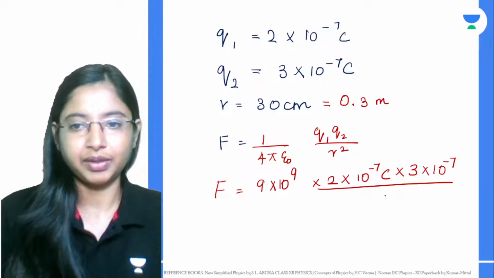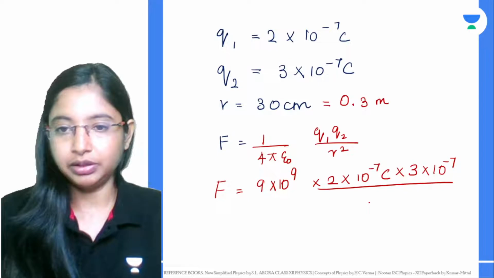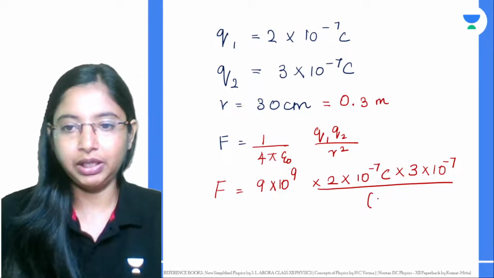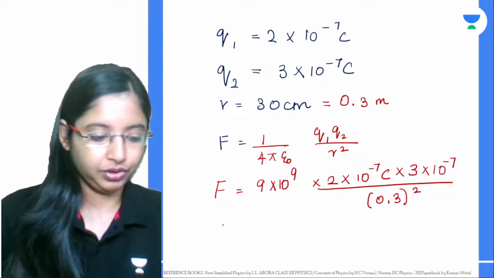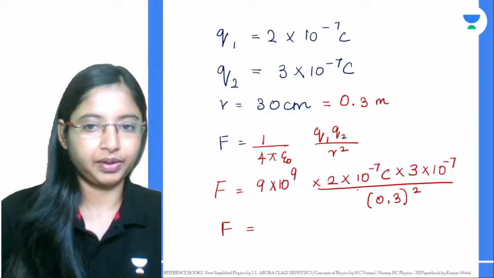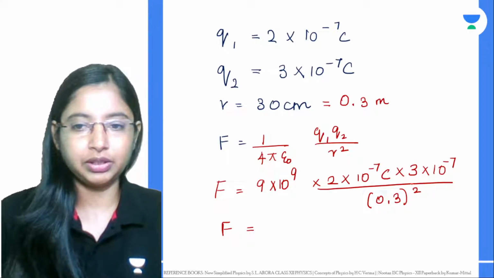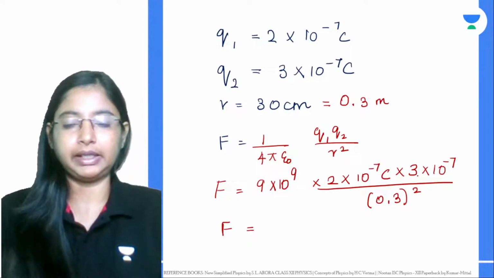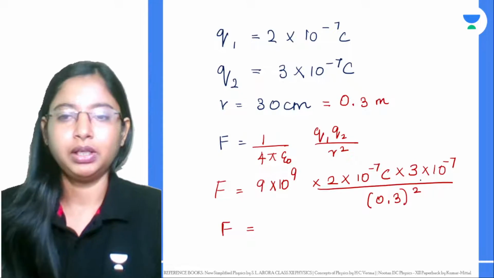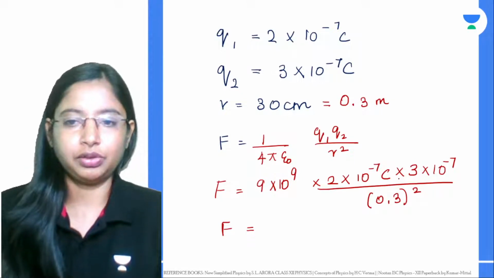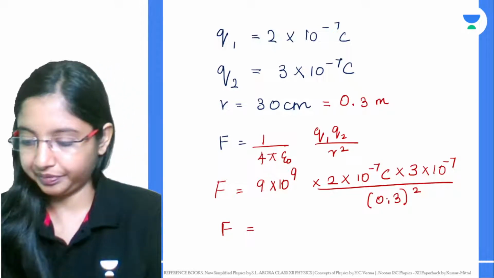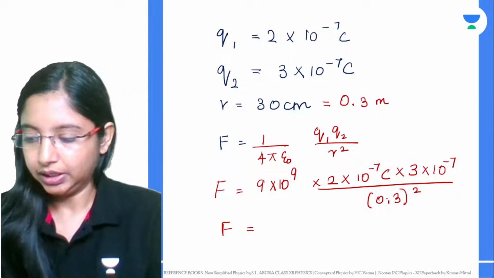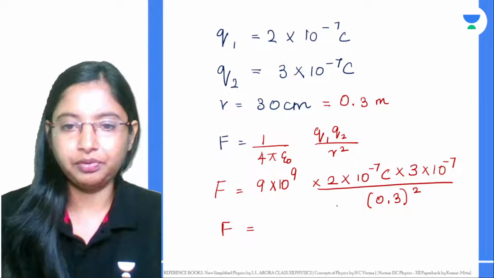So you can write the same here. R is going to be 0.3 meters, but here it is R square. So if you solve this equation, 0.3 squared becomes 0.09. So 9 and 9 you can write as 3 into 10 to the power of minus 1, and you can solve it further.